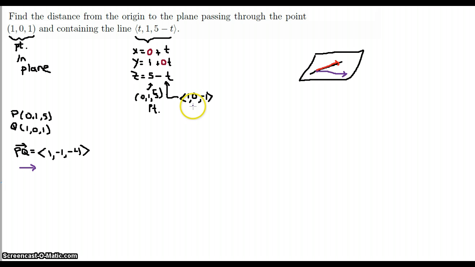And then the red vector is (1, 0, negative 1), the direction vector for the line. I cross these two to get the normal vector to the plane. Call these U and V, and we need to cross U and V to find the normal vector to the plane. So we have (1, negative 1, negative 4) and (1, 0, negative 1).